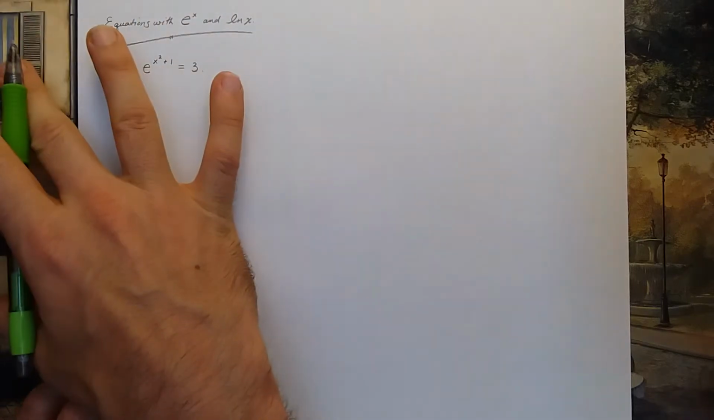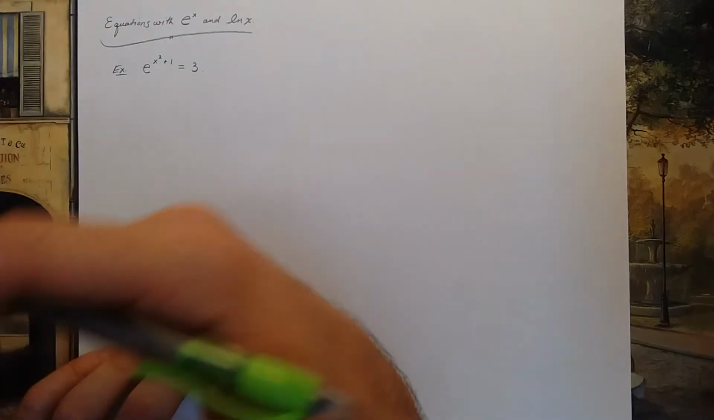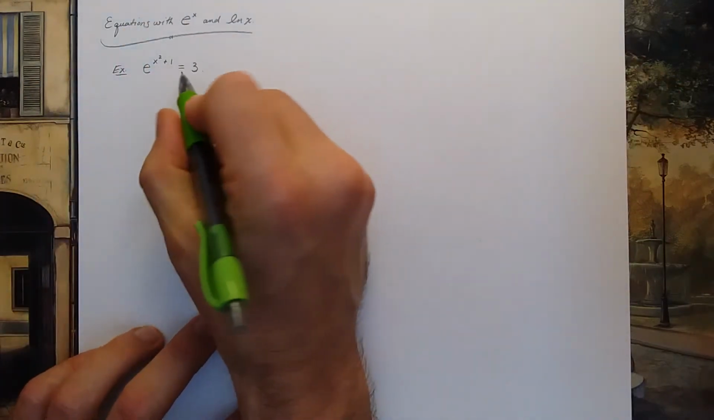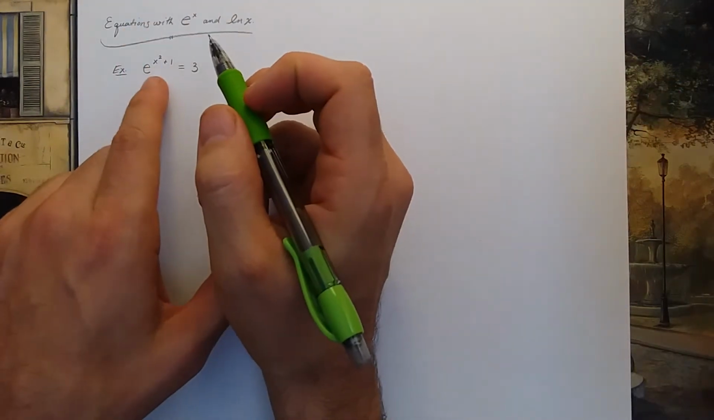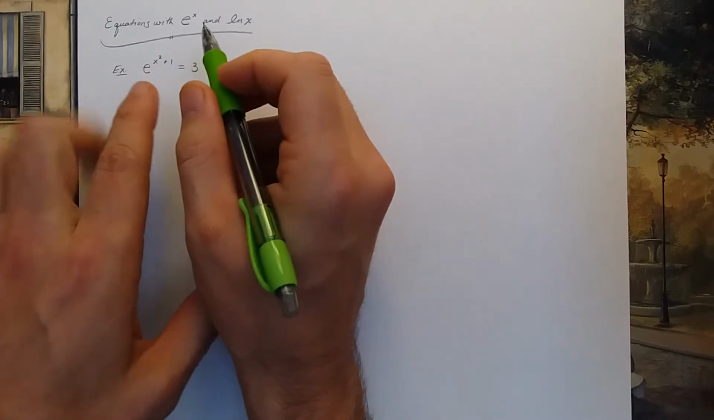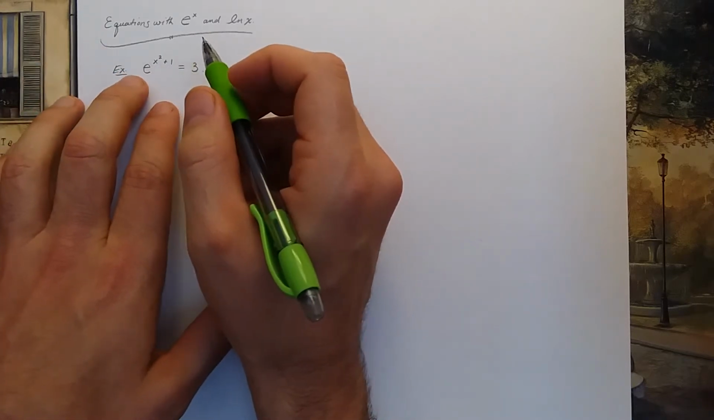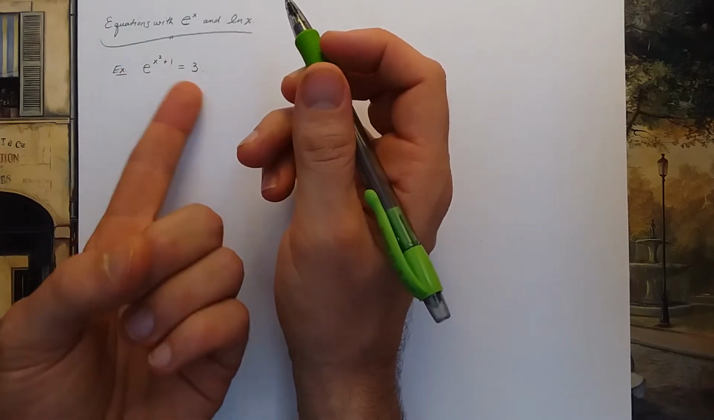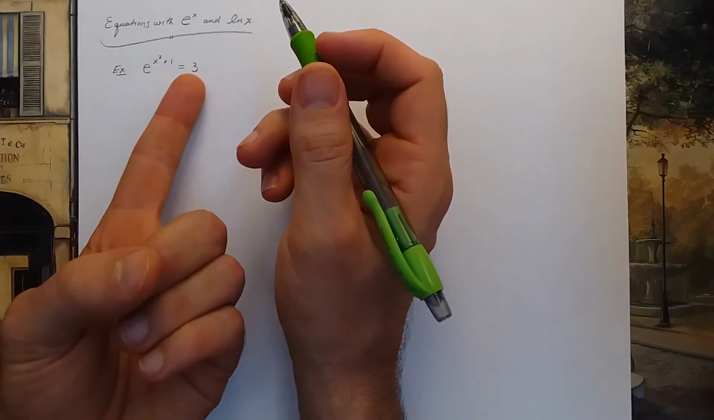The key idea in solving any equation with e and log x is to isolate the e or the log x on one side of the equation and then apply e or log, the inverse function, to get rid of it. In this equation, I already have e by itself on the left side. So you can continue solving by taking logarithms on both sides. I'm going to take the natural log on both sides.